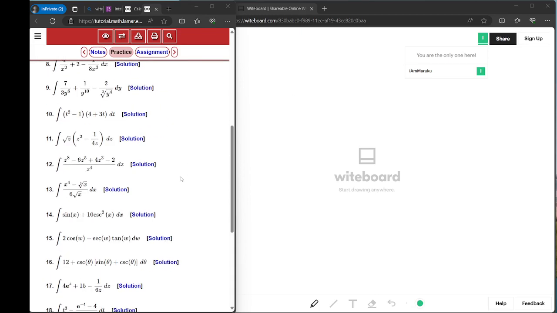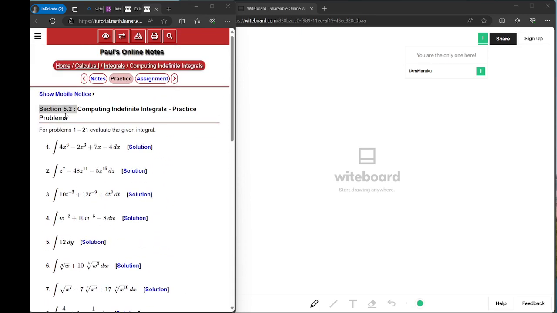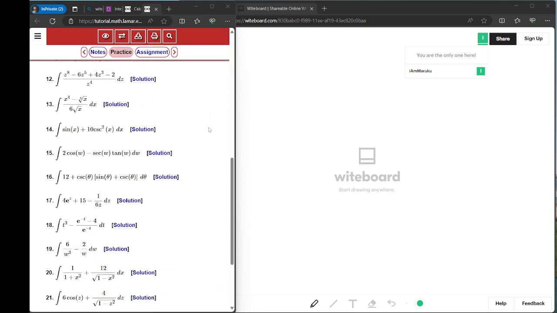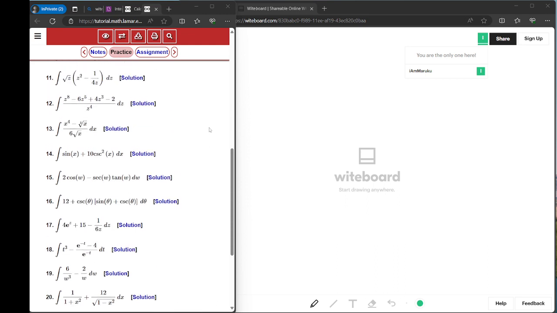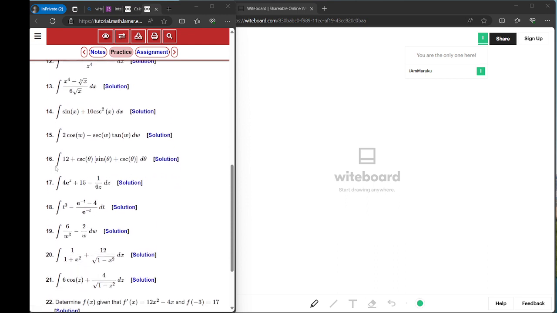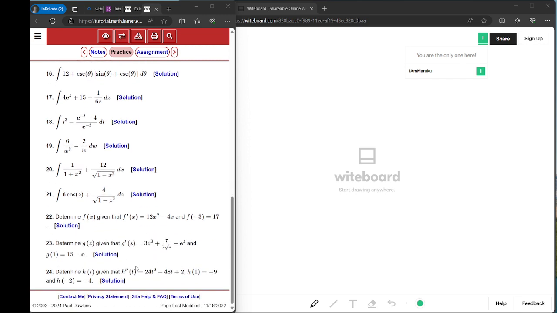Today, we're going to solve problems in the same section, 5.2, computing indefinite integrals, but we are going to answer problems starting number 15 onwards. But I'll just select numbers since I can solve them in 1 hour.